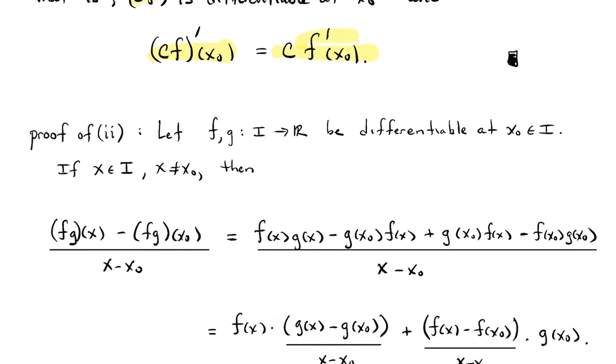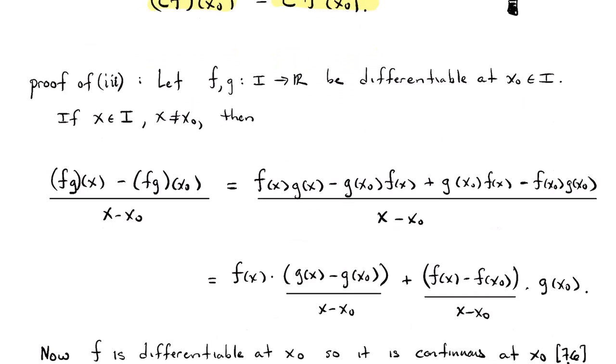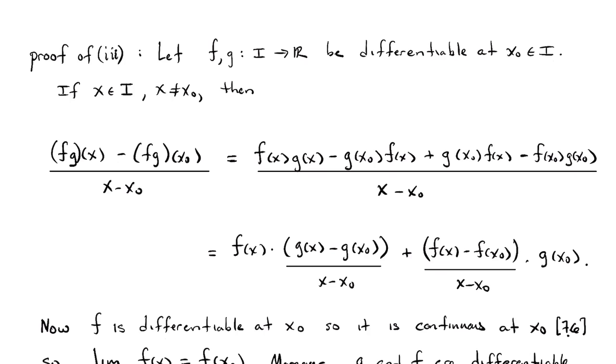Let's take a look at, sorry, this is the proof of 3, not 2. Let me just append this here. This is the product rule. So the product rule involves two functions, f and g. So let's name them that. They're both differentiable at this x naught, and let's pick an x that's not x naught.